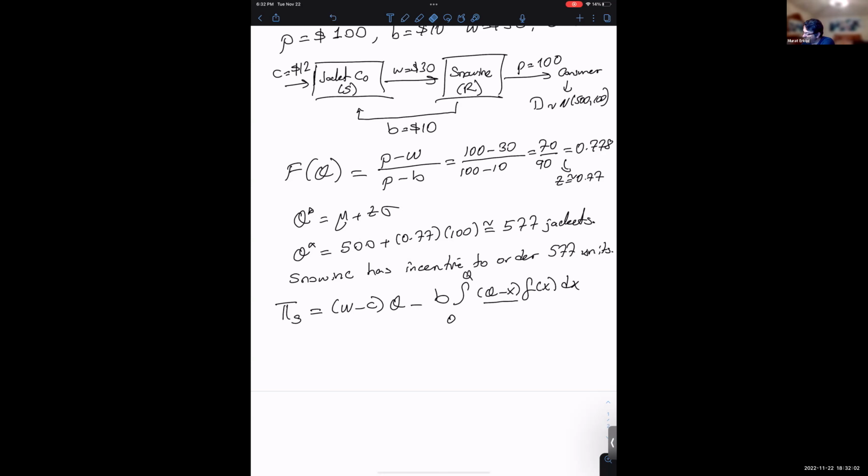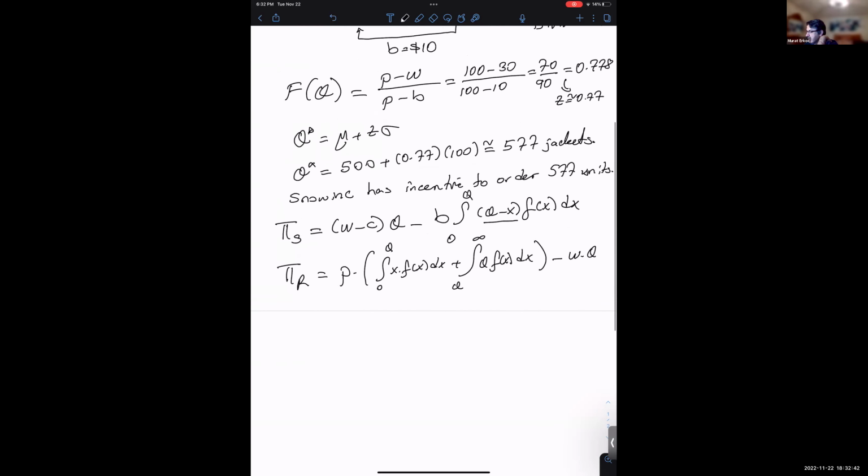Now, what about the profit function of the retailer? That will be P times sales, right? And what is the sales? When the demand is from 0 to Q, the sale is equal to demand. But if the demand is from Q to infinity, the sale is Q. Because when demand is above your availability, obviously, you are going to sell only Q. Of course, minus WQ, which is the wholesale price times the quantity you pay.